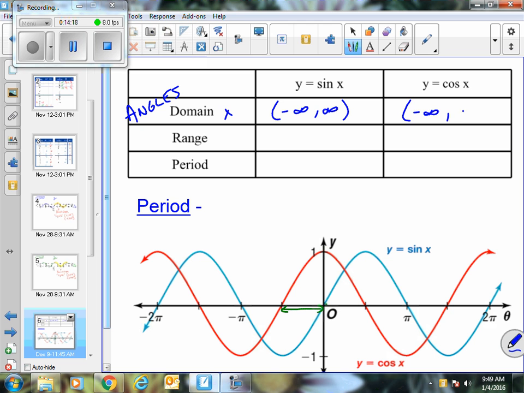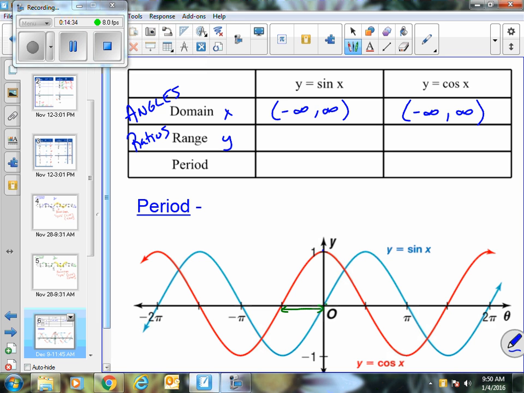You could have like 27.8 degrees. That's totally fine. You would need a calculator to do it, but we could definitely get that value. So it's continuous, all real numbers. You can pick any angle you want. The range or the output, the y value, those are the ratios. Now let's take a look at your graph.